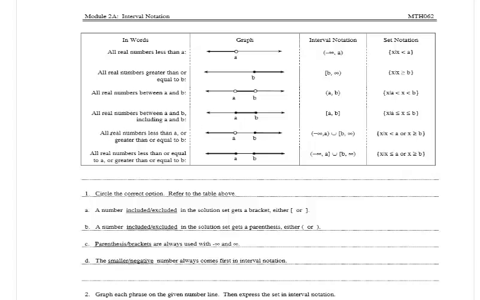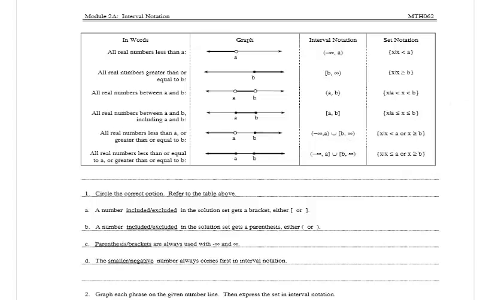And now we have all real numbers less than a, or greater than or equal to b. So less than a, we didn't include a, open circle, and greater than or equal to b, so we have a closed circle. And whenever we combine two sets, we're going to use a union sign.